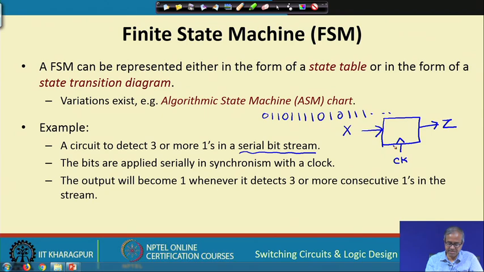Now, the circuit should be such that you will be detecting 3 or more consecutive ones in this stream, and these bits are applied in synchronism with the clock. We apply a bit, apply a clock, apply the next bit, apply a clock, and so on. So, the output will become 1 whenever it will detect 3 consecutive ones, 3 or more in fact. So, in this case, the output will be all through 0, out here it will become 1, because there are 3 ones, there are 4 ones, here also it will remain 1, well again it will become 0, and again it will become 1 out here, because there is again 3 ones. So, we want to design a circuit like this, right?